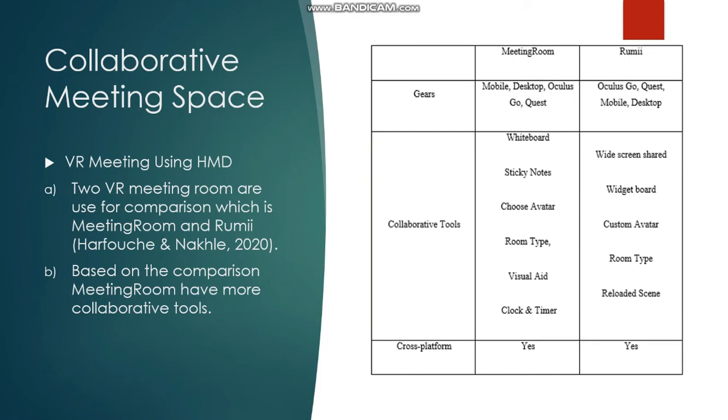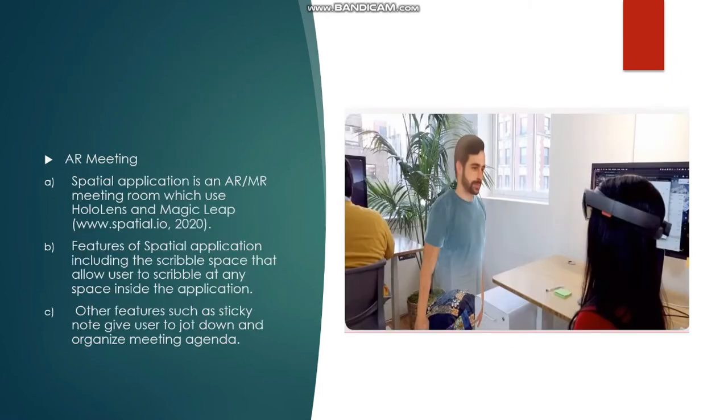Based on the comparison table on the right side of the PowerPoint, Meeting Room has more collaborative tools than Roomie. For the AR meeting, we have a special application which we reviewed, an AR or MR meeting room which uses HoloLens and Magic Leap.